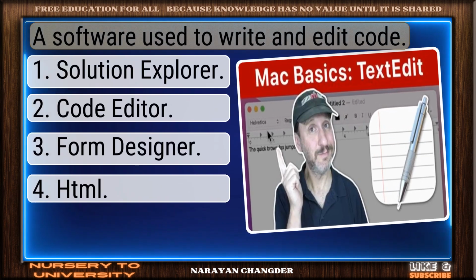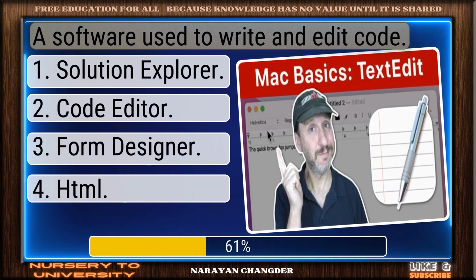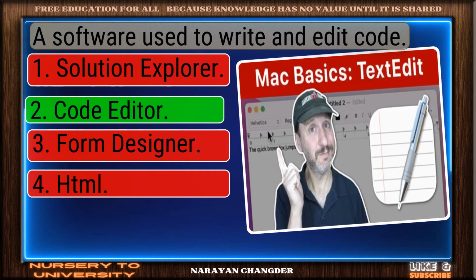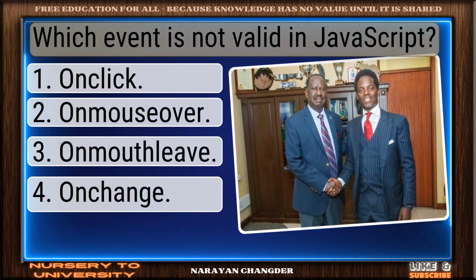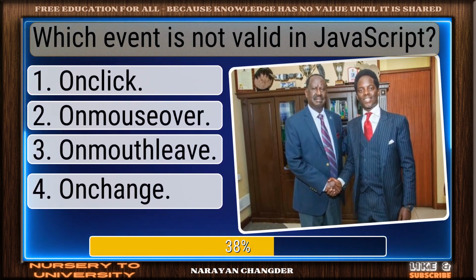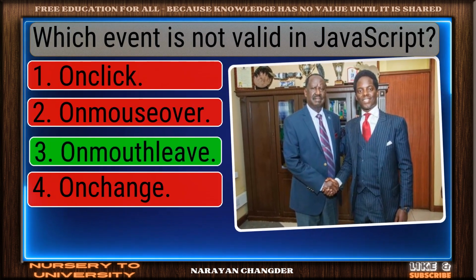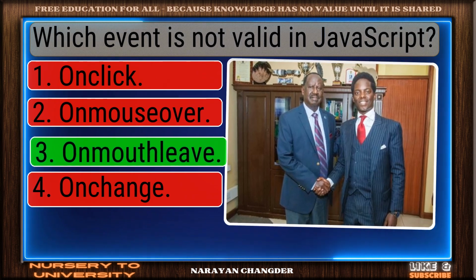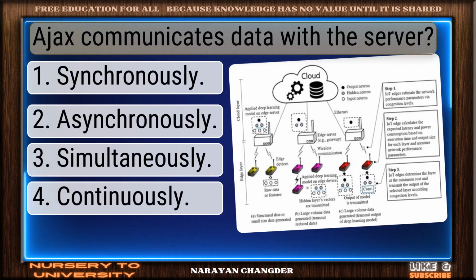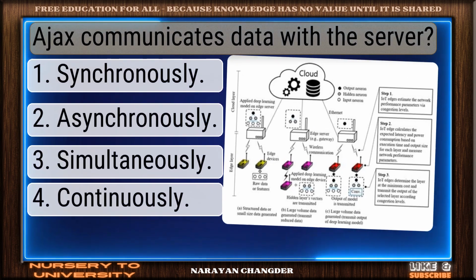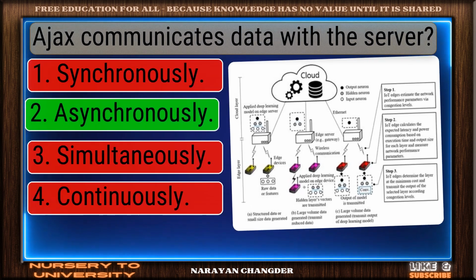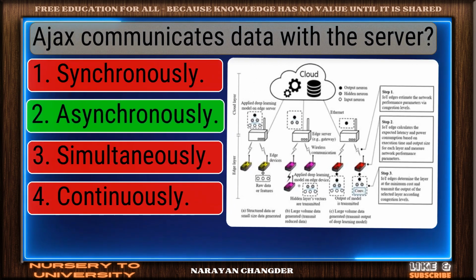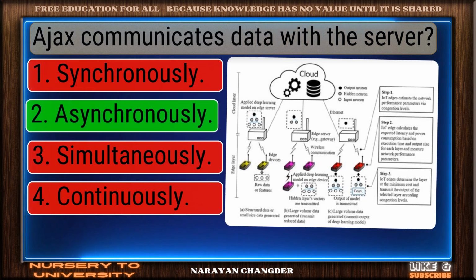A software used to write and edit code. Bravo. Code editor is the answer. Which event is not valid in JavaScript? Strong choice. onmouseleave is the right answer. Ajax communicates data with the server. Great job. Asynchronously is the accurate answer.